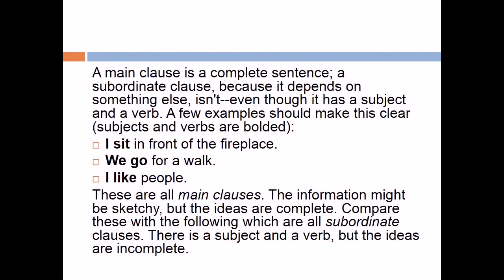A few examples should make this clear. Subjects and verbs are bolded. I sit in front of the fireplace. We go for a walk. I like people. These are all main clauses. The information might be sketchy, but the ideas are complete. Compare these with the following, which are all subordinate clauses. There is a subject and a verb, but the ideas are incomplete.